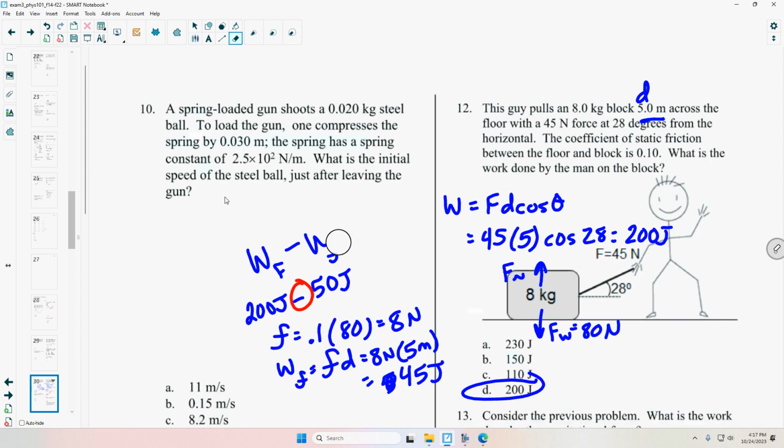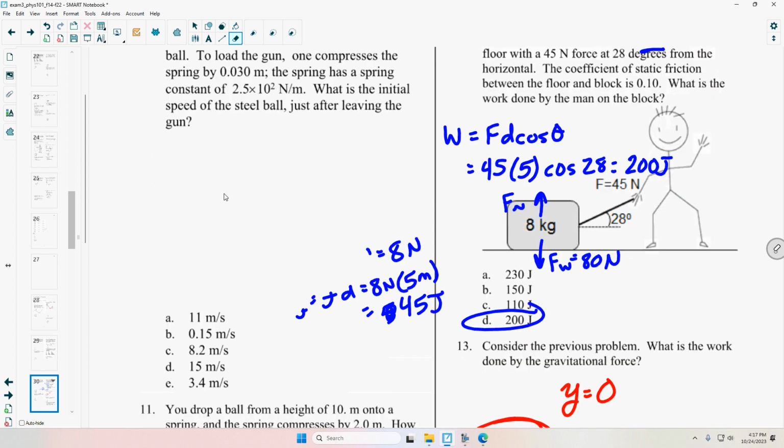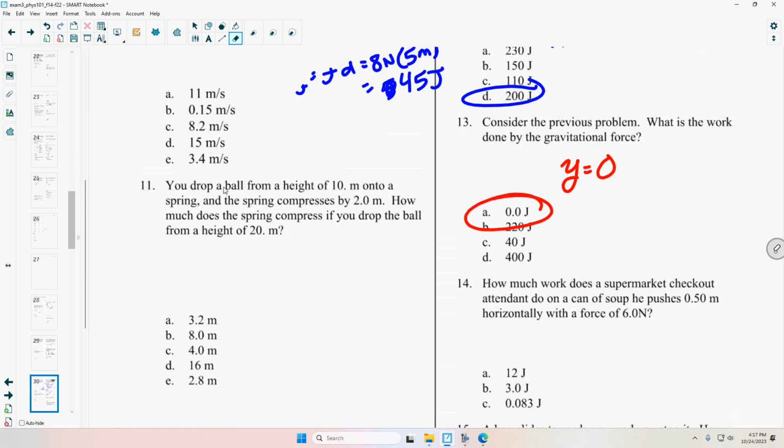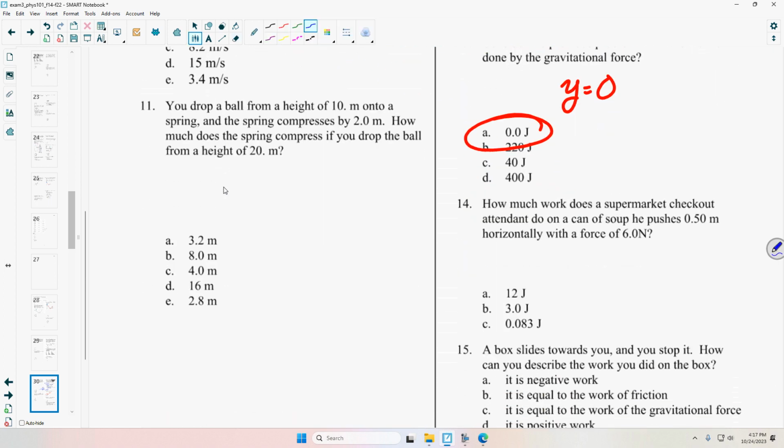All right. Let me erase this. Number 11, you said. Okay. Probably going to see a spring question tomorrow. I drop a ball from a height of 10 meters, and it goes onto a spring. It says that this distance is 10 meters. That's height. And when it falls onto the spring, it compresses down to a compression of 2 meters. Drop this ball.